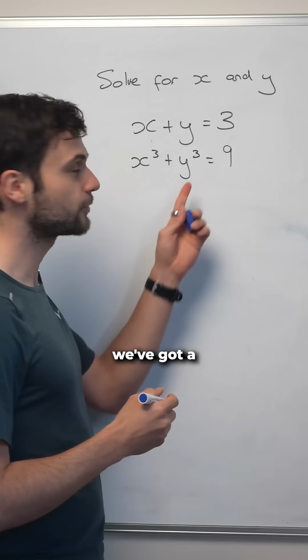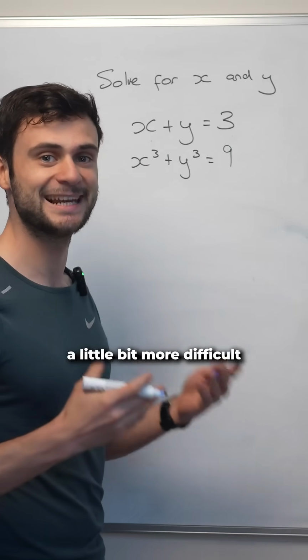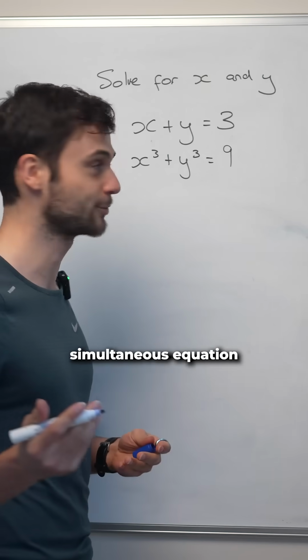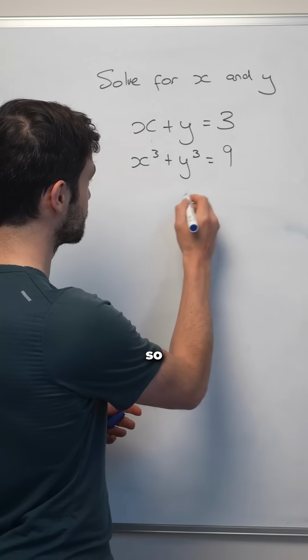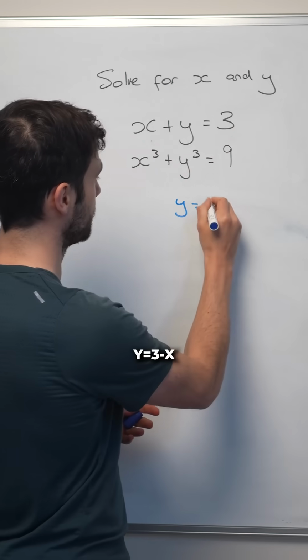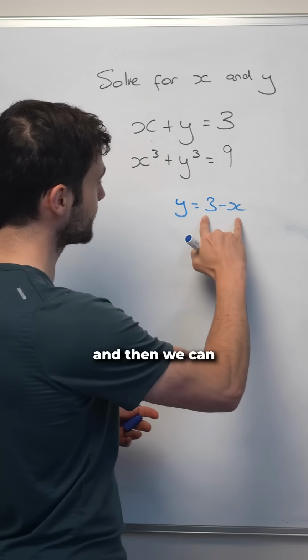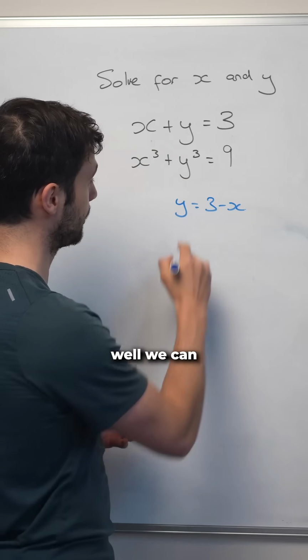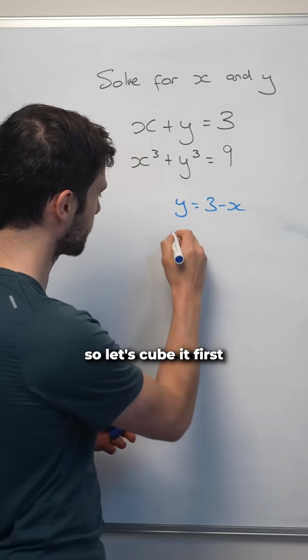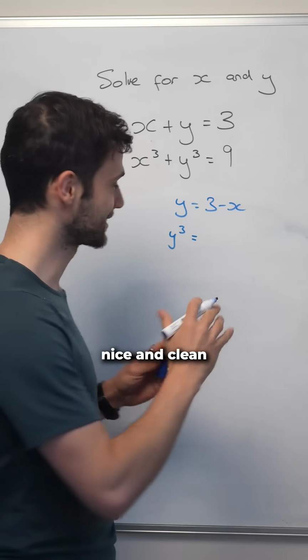The only difference is we've got a cubic equation here, which is going to make it a little bit more difficult, whereas normally you'd have a linear or a quadratic simultaneous equation. But let's go ahead and do it. So we can rearrange the first equation to y equals 3 minus x. And then we can cube it and substitute it into the second equation. So let's cube it first, just to make those steps nice and clean.